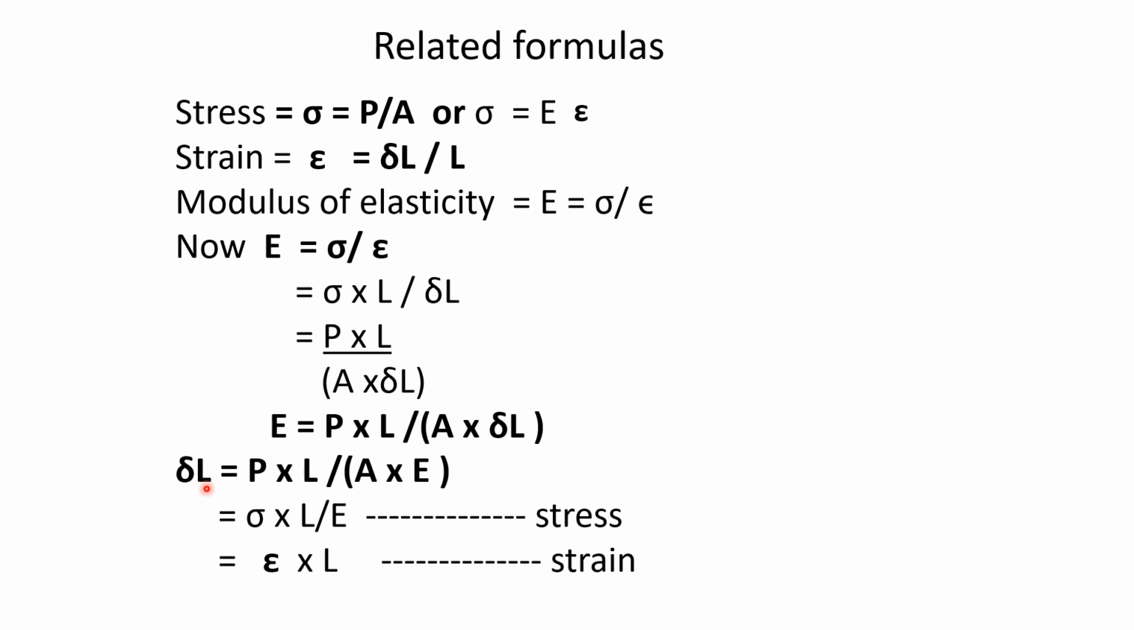So this delta L, then this modulus of elasticity E, which is stress upon strain, then this strain and this formula of stress, these are the formulas which we will be using to solve the problems. Now if I again substitute P upon A as sigma, then the formula becomes delta L is equal to sigma into L upon E. So if I know the stress, I can directly substitute stress as sigma and use this formula to calculate delta L.